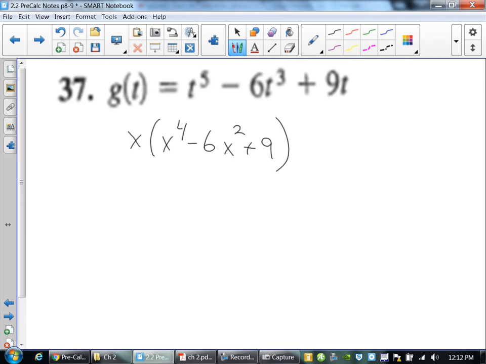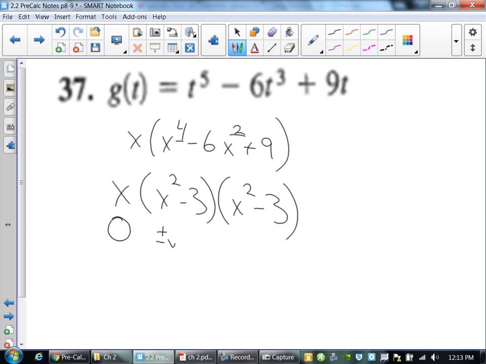Can you say that again? If these two degrees are even and one of them's half of the other, you can do this next trick because of the powers and the rules of exponents. We have this x is still here. I can do x squared minus 3, x squared minus 3. If I FOILed that out, what's x squared times x squared? X to the 4th. Then I get minus 3x squared plus 9. So this is actually giving me zeros at 0, plus or minus root 3, and plus or minus root 3.